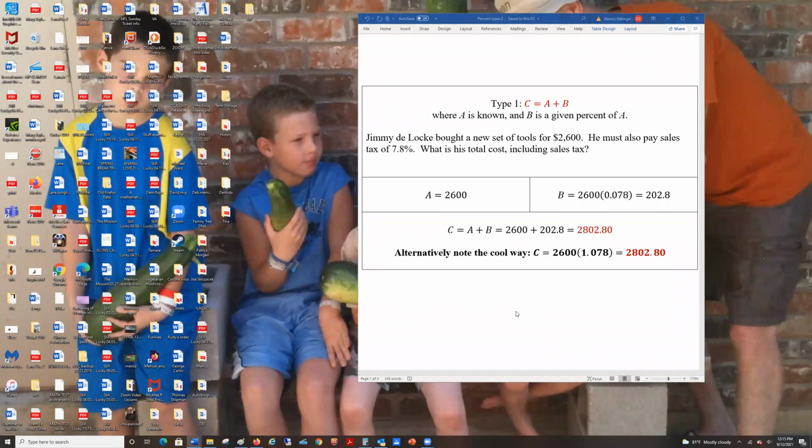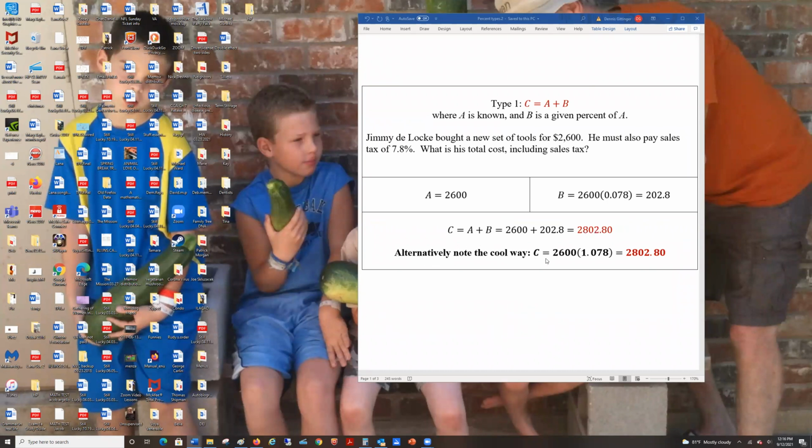Perhaps the simplest kind of percent problem is one in which you buy an item and you have to pay tax on it. Well, if this item costs $2,600 and the tax is 7.8%, all we have to do is multiply 2,600 by 0.078, because we got to move the decimal point 2 places to the left, and we get the amount of tax, 202.8, which is the same thing as 202.80, and we add them together to get the final price, including tax.